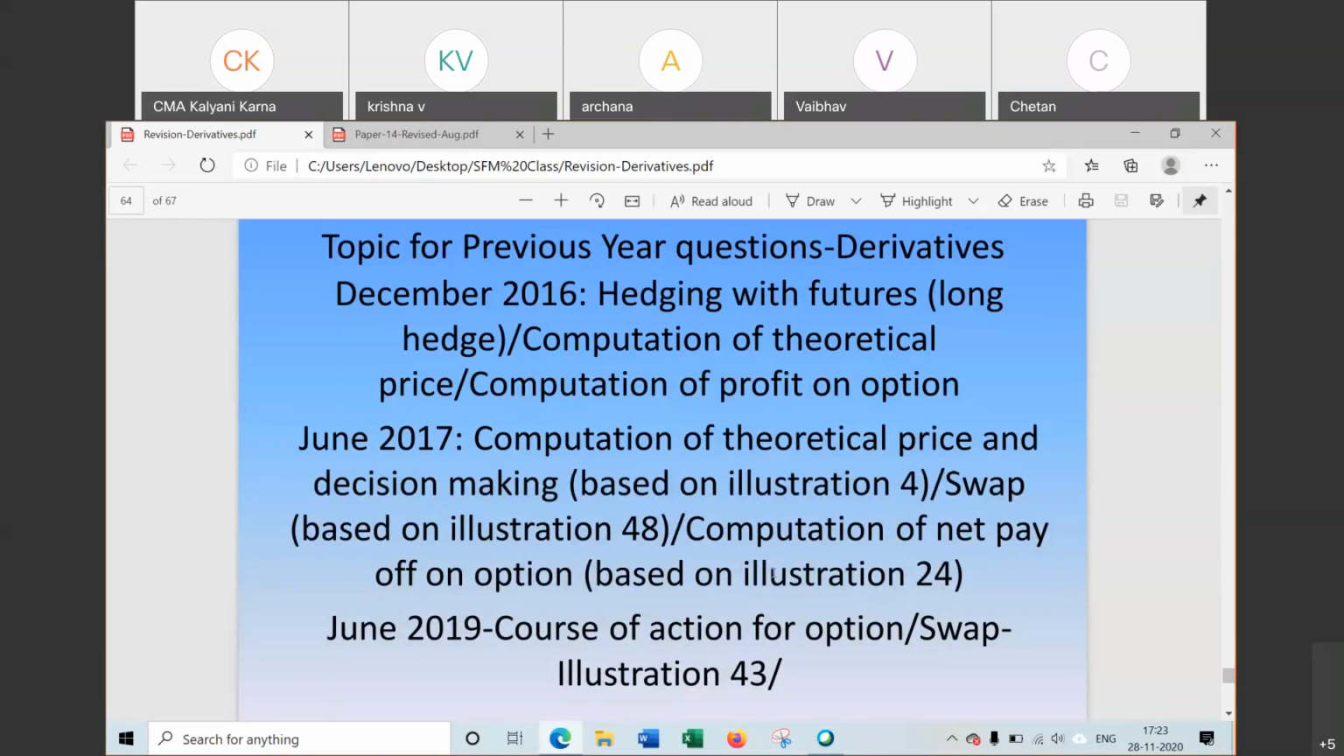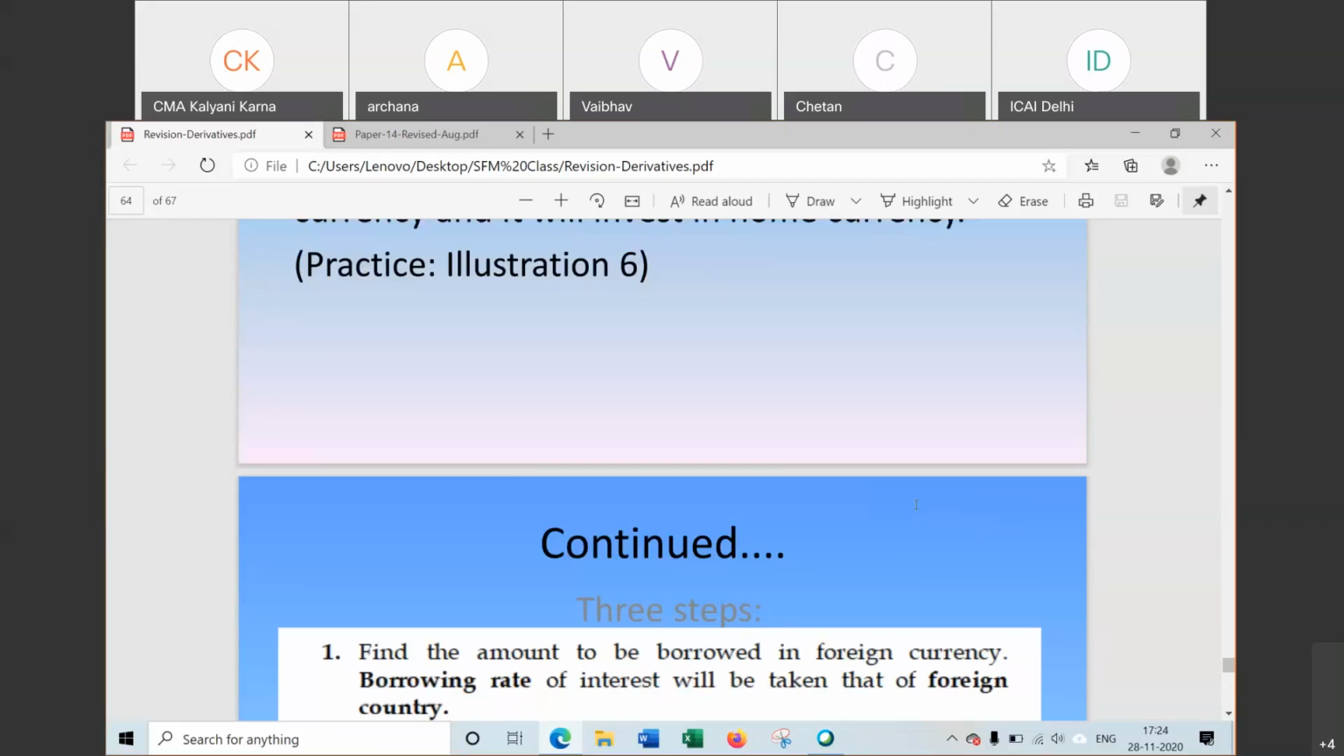Computation of theoretical price. So far for hedging question, the June 2018 question that has been asked from the December 2016 onwards, most of the time it has been repeated. So for the hedging question, these are the highlighted topics: decision making, theoretical price, decision making.